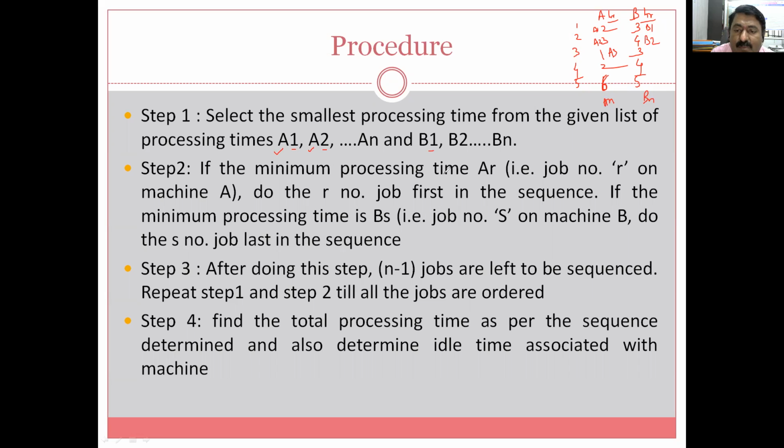If the minimum processing time is Ar, that is job number r on machine A, do the r-th job first in the sequence. If the minimum processing time is Bs on machine B, do it last in the sequence. So for example, 5 jobs are there, I have to do a sequence like this. Very important.